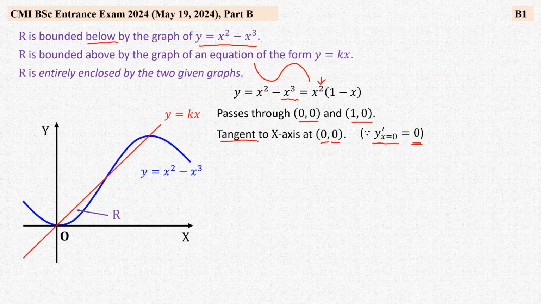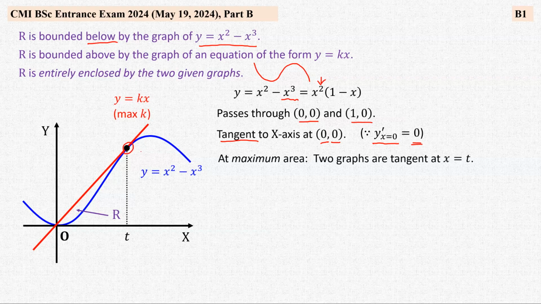The graph of y equals kx is a straight line passing through the origin, and together with the graph of a cubic function, they form a boundary of region R. Changing the value of k changes the slope of the line. So when does this area become maximum? Well, this area is maximized when the line is tangent to the graph of the cubic function. That is, the 2 graphs meet at a single point in the first quadrant.